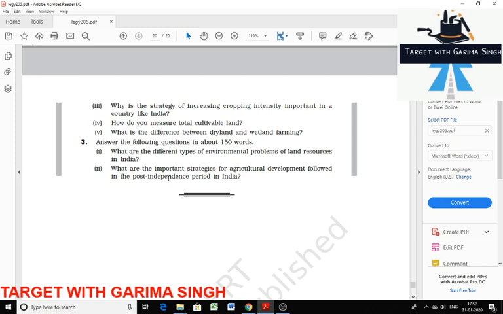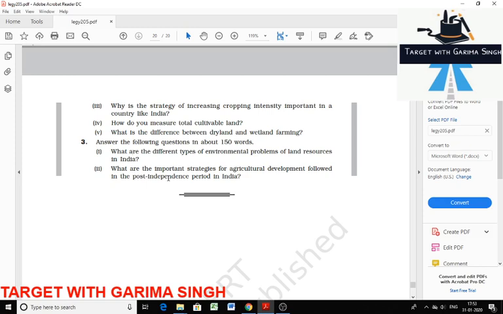Later you say IADP, that is the Intensive Agriculture District Program. Then the Intensive Agriculture Area Program was launched. Two consecutive droughts in the 1960s resulted in a food crisis in the country. New seed varieties of wheat from Mexico and rice from the Philippines, known as high yielding varieties, were available for cultivation by the mid 1960s.